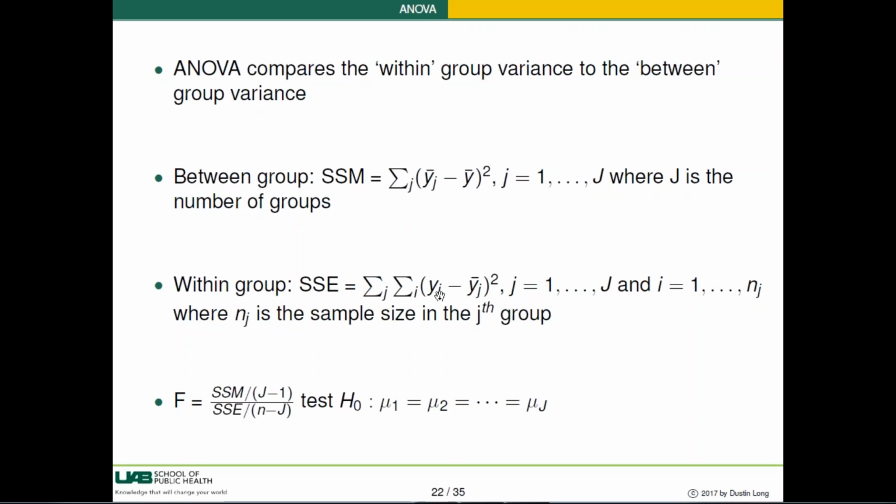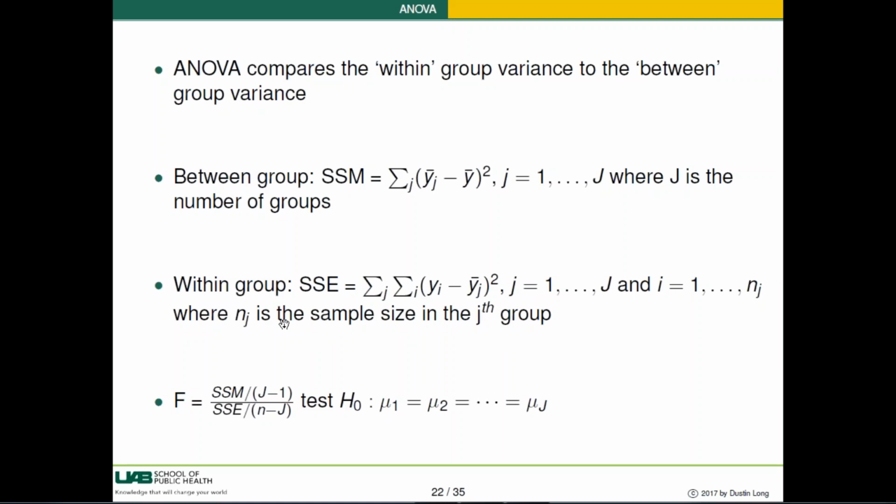Here is the difference between each individual person and their group's mean. And I sum it up. And then I compare if this one is bigger than that one. And if the between group variance is bigger than the within group variance, then I would be able to say that my means are different. And then here's the F statistic, which is the ratio of SSM to SSD.